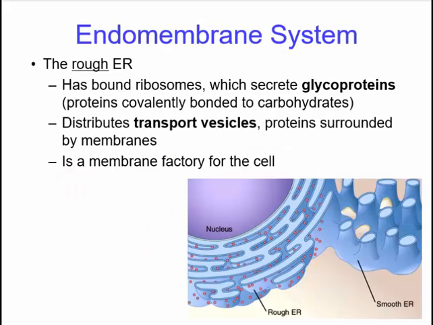How about the rough ER? Well, it's covered with ribosomes. So if ribosomes are those protein building machines, the rough ER is really important in protein production. And specifically proteins that are going to end up on the surface of the cell or be secreted by the cell. So we'll see how that works in a second. This is also the membrane factory of the cell.